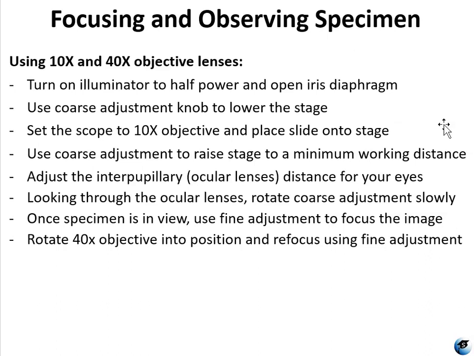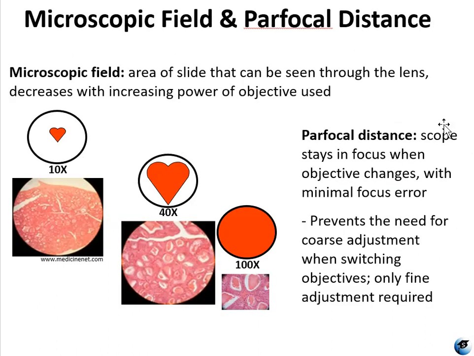With a compound light microscope, you're only ever using the coarse adjustment knob on the 10x objective. Anything above that, you have to use only the fine adjustment. Mastering the light microscope instrument requires understanding and applying the concepts of microscopic field, parfocal distance, magnification, and resolution.